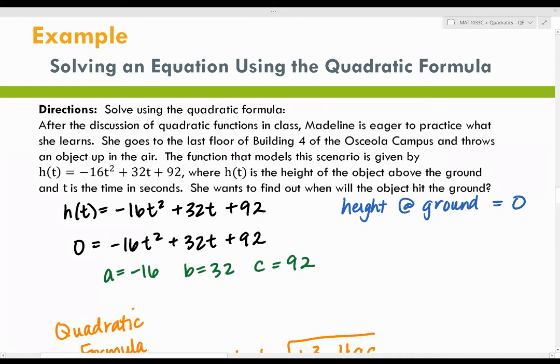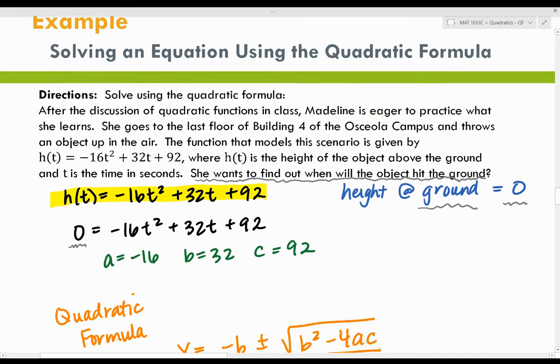Okay, so they gave us this function here, h of t equals this equation, and they told us that that equation represents the height of our object. Madeline wants to find out when the object will hit the ground. So in order to solve this, we have to know what the height of the object is at the ground. Well, we're assuming that if you're at the ground, then your height equals 0. So that means that we're going to set our equation equal to 0, and once we do that, we see that our equation is already in standard form.